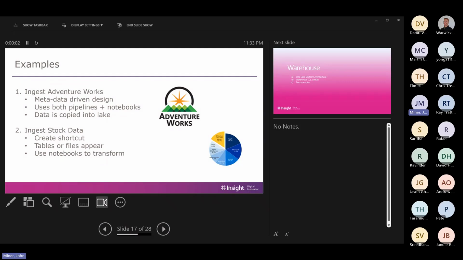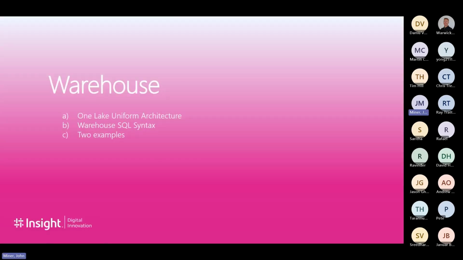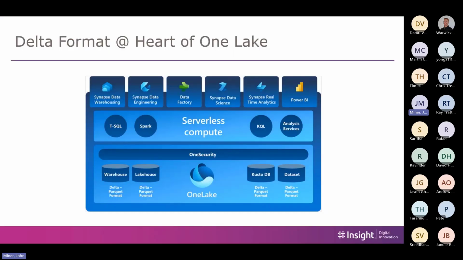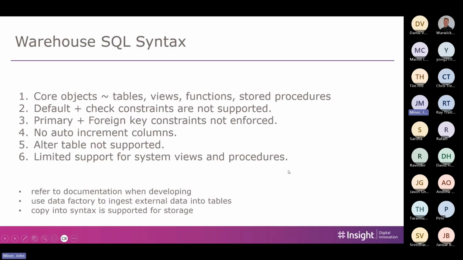Okay, so let's hide the presenter view and go on. So at this point: OneLake, uniform architecture, warehouse SQL syntax, and two examples. So why did I say that the Delta format is at the heart of this? You can see right here, it's OneLake. And guess what? When we do data warehousing, it stores the data in OneLake, which is Delta Parquet. If you do it in Spark, it's Delta Parquet. If you do it in KQL, it's Delta Parquet. I can keep on going, but it's basically just OneLake, okay?